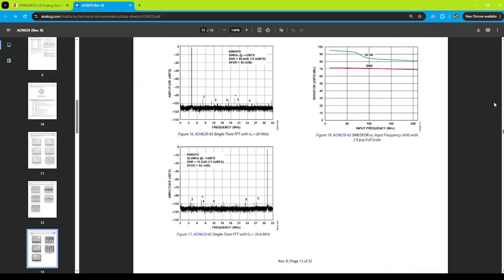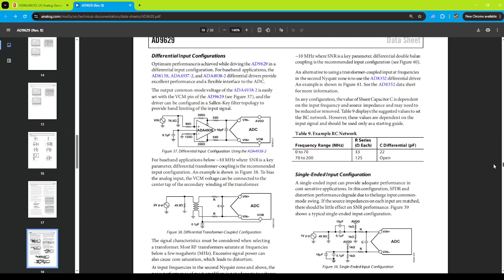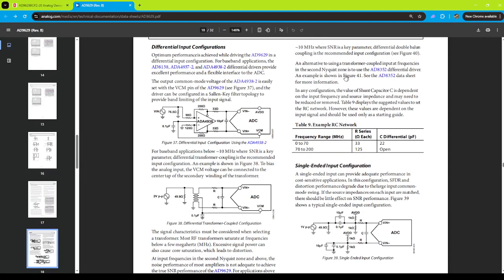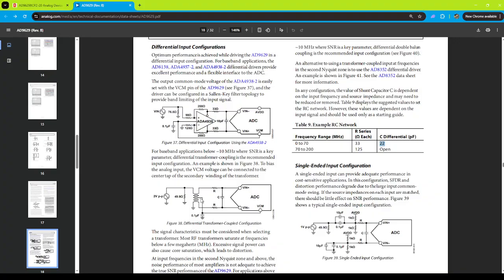Okay, then the next thing I would do is just look for schematics and how to set up the chip. Oh, look, they have how to set up your input. Perfect. Just quickly skimming through this. Look, for baseband below 10 megahertz, that's probably where I would use it. Differential transformer coupling is recommended. Boom. We have resistor capacitor, and we see from 0 to 70 megahertz. I'm going to use it under 10 megahertz, so let's put a 33 and a 22. Boom, done. And then we have to put our common mode voltage center tapped into our balun.